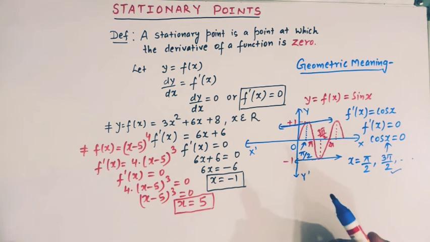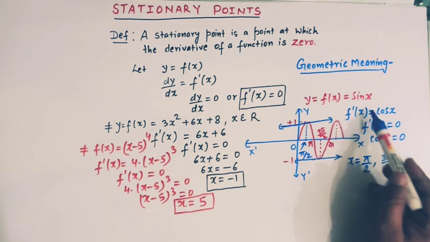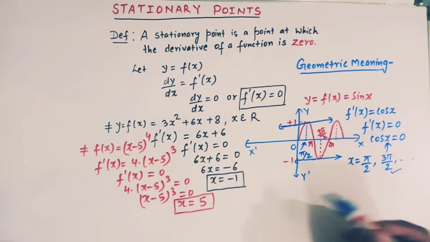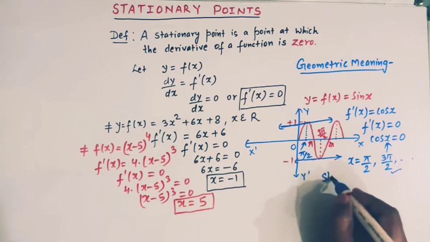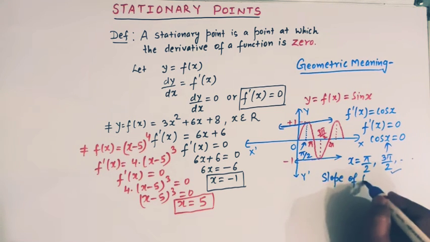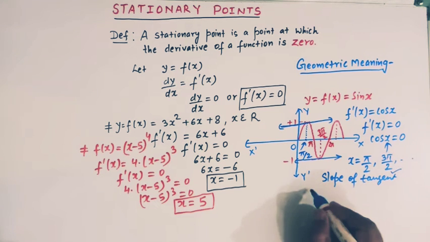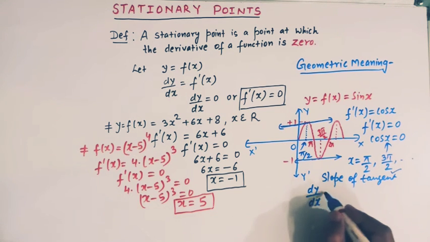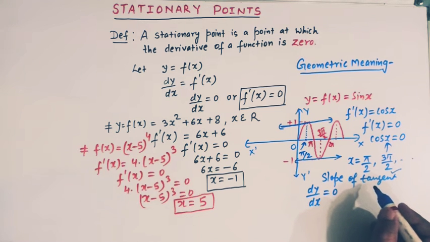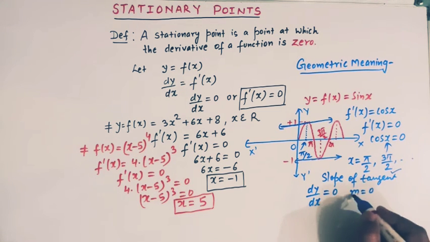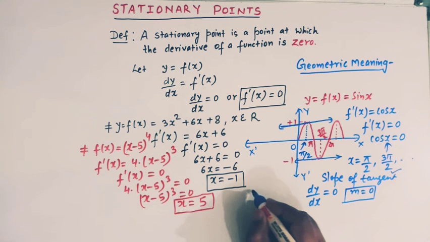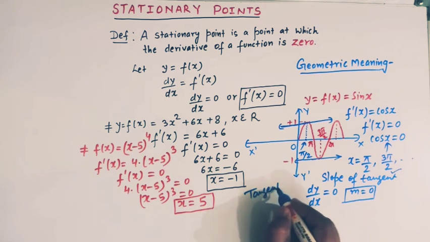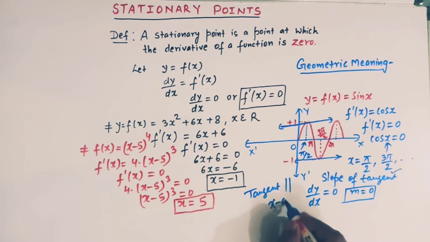So what does it mean? It means that for stationary points the derivative is 0. And what is derivative? Derivative represents the slope of the tangent, right? So when dy over dx is 0, it means the slope is 0. Slope is denoted by the letter m, and when the slope is 0, it means the tangent is parallel to the x-axis.